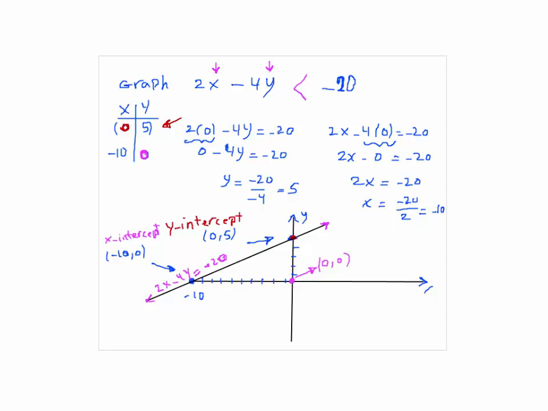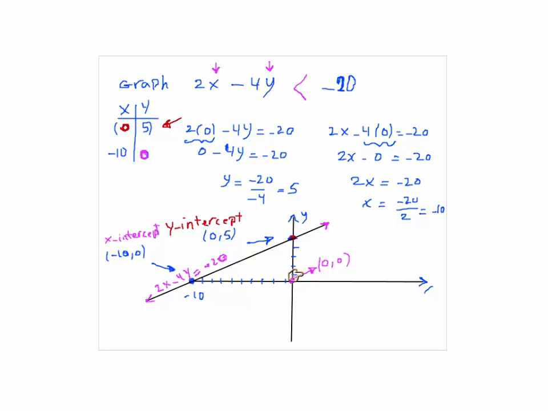Let's do that. Here I get 2 times 0 would be 0. 4 times 0 would be 0. 0 minus 0 would be 0. So on the left hand side I get 0. 0 is less than minus 20. Does that make sense? No, it doesn't. 0 is not less than minus 20. 0 is greater than minus 20. So 0, 0 cannot be the solution.